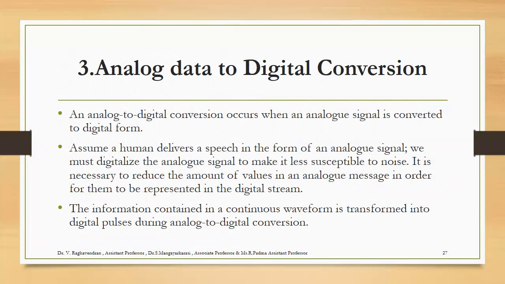That means the input signals are analog signals and the output is in a digital format. Assume a human delivers a speech in the form of an analog signal. It is a voice. The analog signal must be digitized to make it less susceptible to noise. It is necessary to reduce the number of values in an analog message in order for them to be represented in digital form. So the information contained in the continuous waveforms is first transformed into digital pulses during the analog to digital conversion.